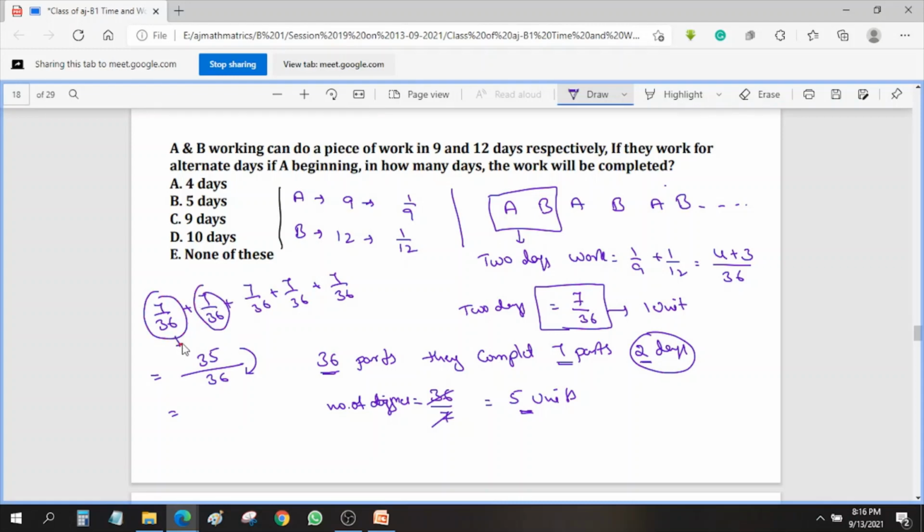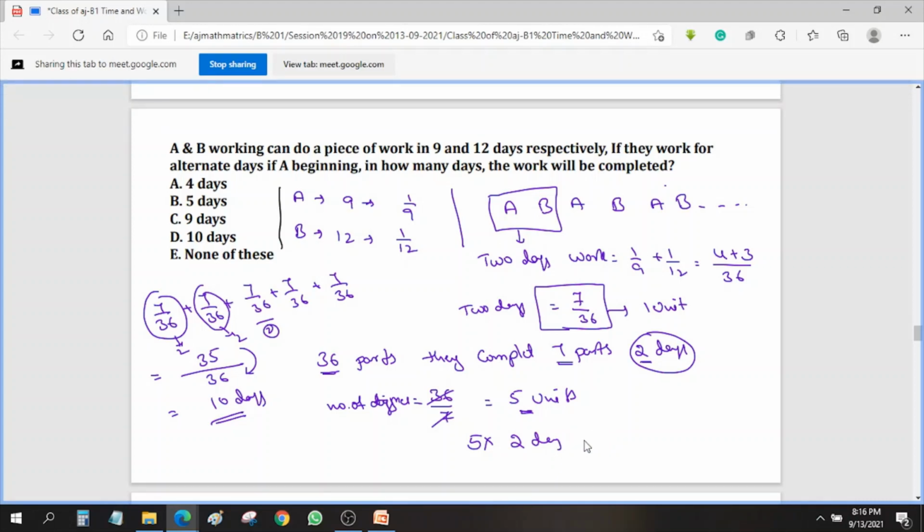Okay, so for this it is 2 days, for this it is 2 days, for this it is 2 days, which means what? 10 days. Approximately how many days will it take? 10 days. So 5 units, and for every unit we have 2 days. So what is the total time? Total time is equal to 10 days. This is how we need to solve. So the answer for the question is 10 days.